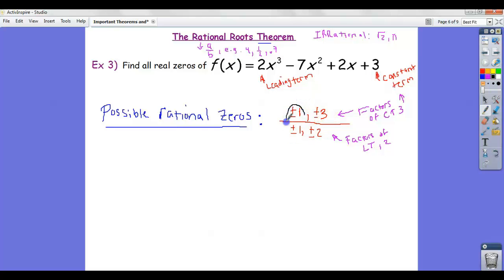So when you take a plus or minus 1 and divide it by a plus or minus 1, the possibilities you can get are 1 and a minus 1. So I'm going to write a plus or minus 1. A 1 and a negative 1 are the possibilities you can get when you do this division. You could also do plus or minus 1 divided by plus or minus 2, which is plus or minus a half.